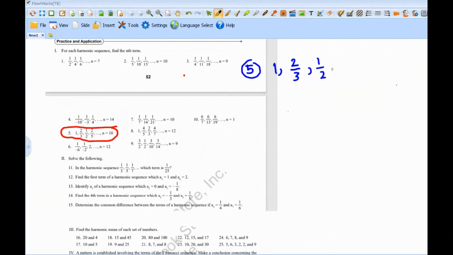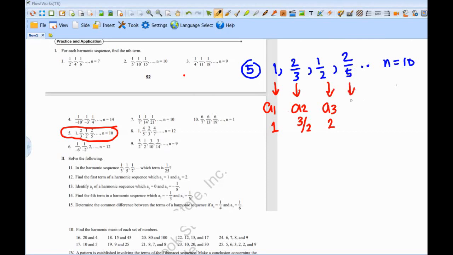1 over 2, 2 over 5. You are looking for the 10th term, right? So since it's a harmonic sequence, we have the reciprocal of the given. So the first number, a sub 1, will be 1, because 1 over 1 is still 1. The reciprocal of 2/3 is 3/2. The reciprocal of 1 over 2 is 2 over 1, or 2.